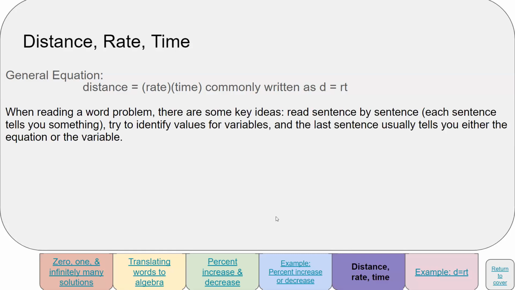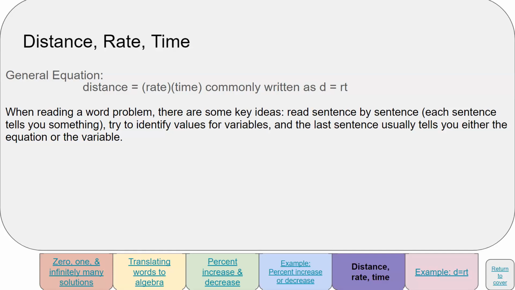So when reading a word problem, there's a bunch of different ways to do it. It's important to read the question thoroughly, completely, once for sure. Kind of taking it a little slow. You can take notes as you're doing it, but it's really the key with word problems, that I've found, is if you read it sentence by sentence and say, what does this sentence tell me? Every sentence will tell you something.